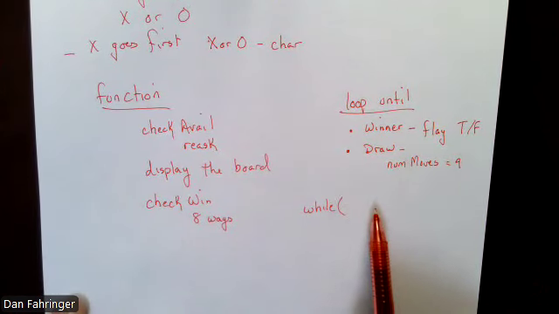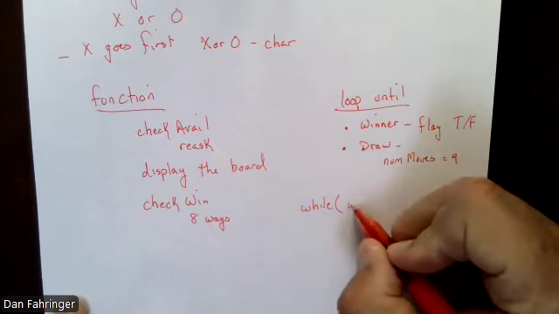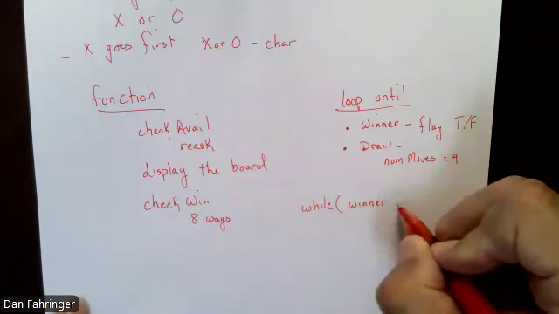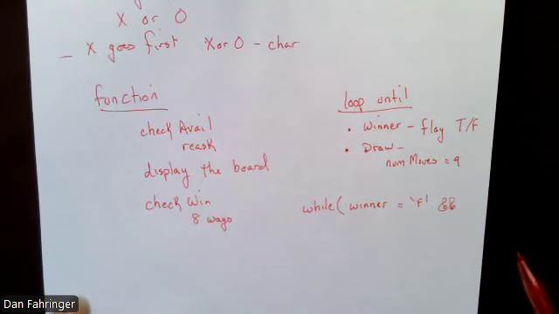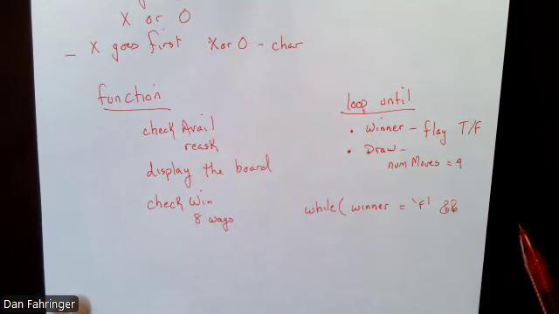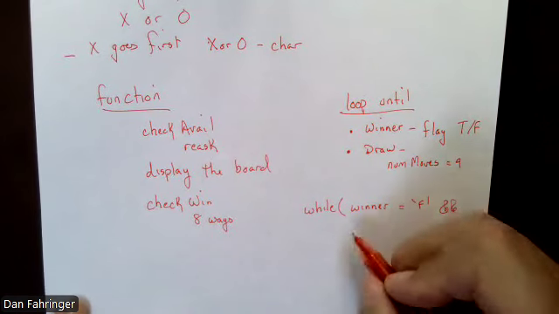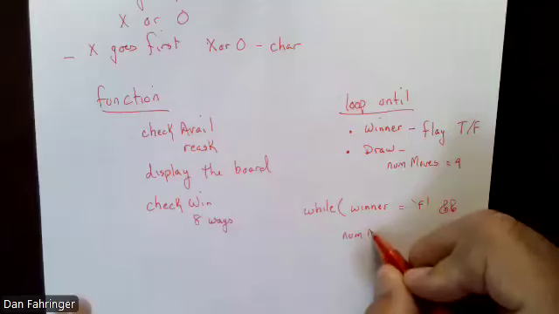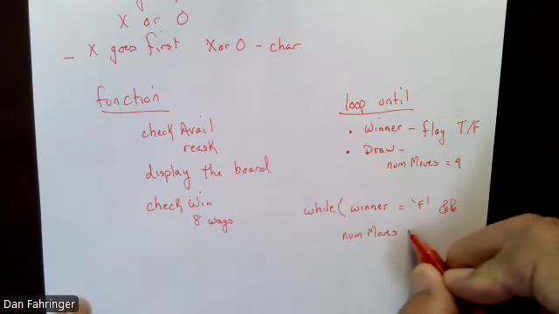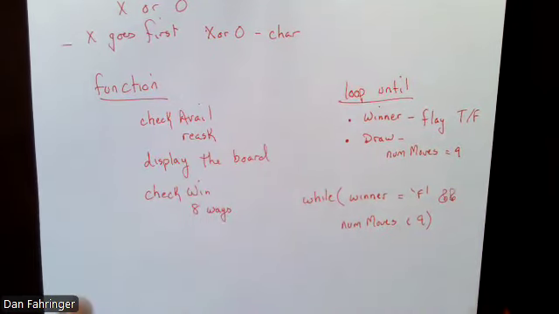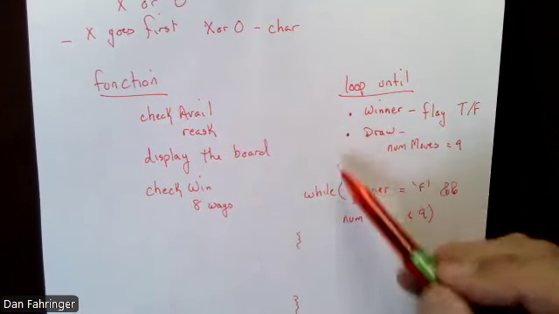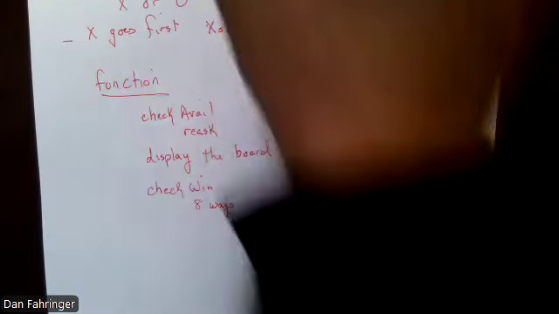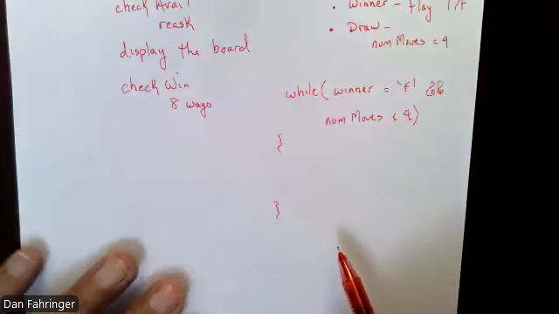While winner equals false and num moves is less than 9. Starting to put some code together. Then I'm going to do all kind of crazy stuff. So I have my before loop. What's my after loop going to look like?